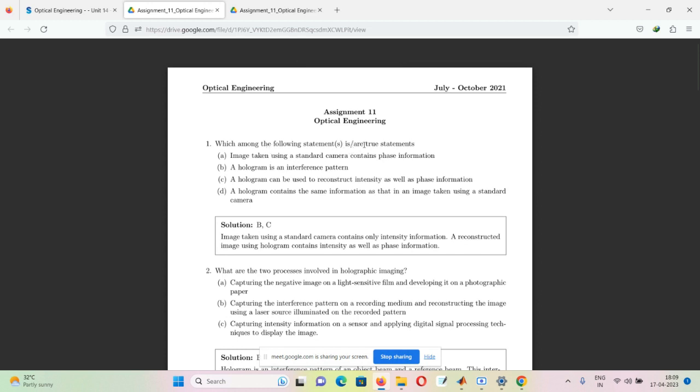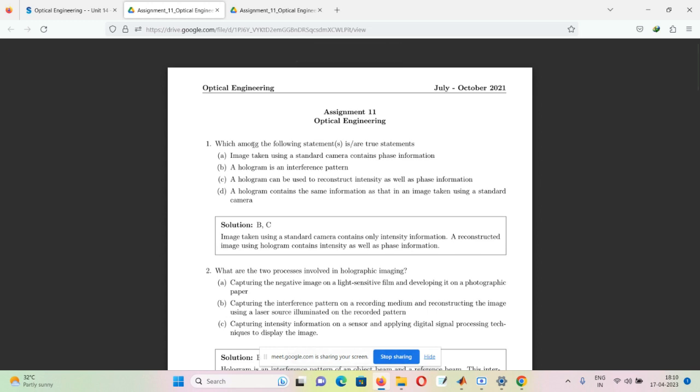Which among the following statements are true statements? Sometimes they will ask which is the false statement also. So if you have a confusion whether it is true or false, you have to take a little care, because I saw this kind of question in our previous assignment also. Sometimes they will say true, and in a similar way at the bottom we are going to encounter another question which is not. So let us start our question.